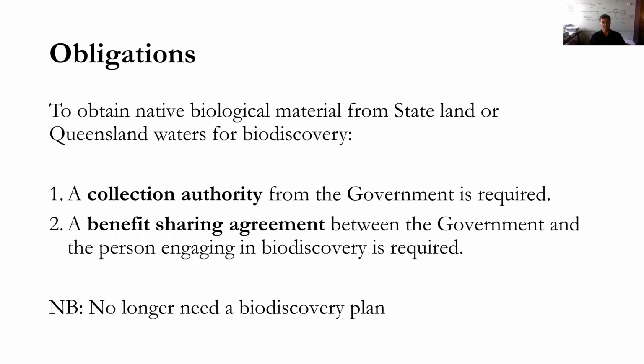So in order to obtain native biological material from state land or Queensland waters for biodiscovery, it's necessary for a person or an institution to do two things. Firstly, they must get a collection authority from the government before they go and collect. Secondly, they must enter into a benefit sharing agreement with the government and the person involved in the biodiscovery research.